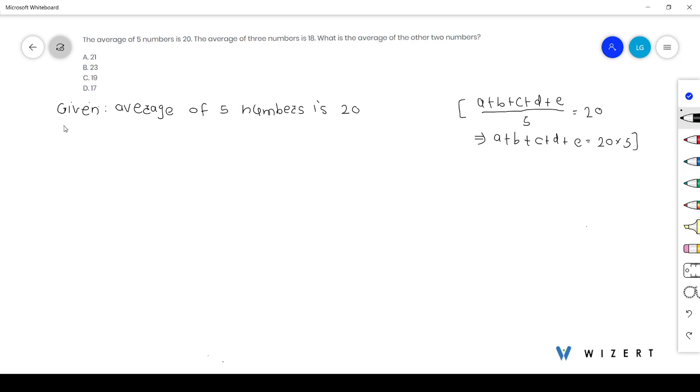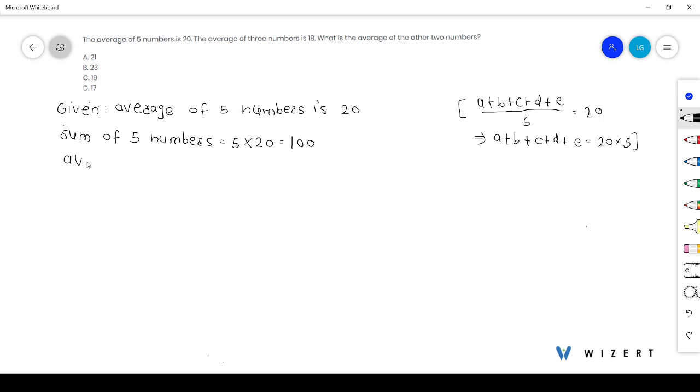Hence, the sum of 5 numbers will be 5 into 20, that is 100.